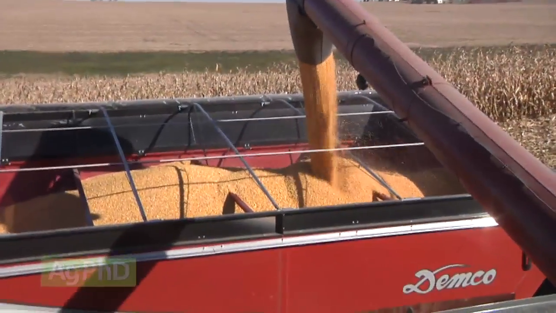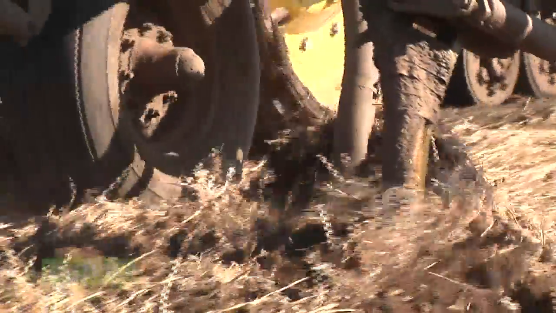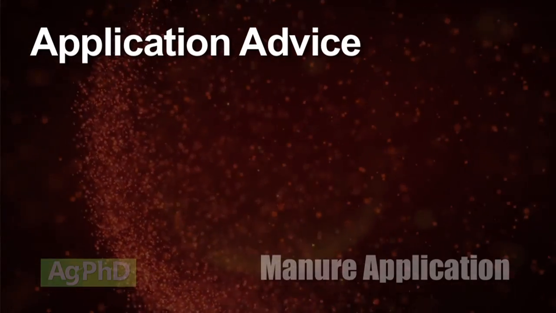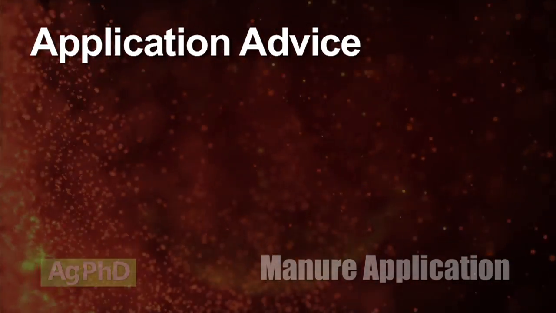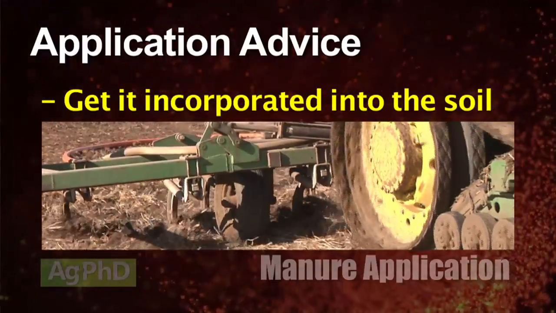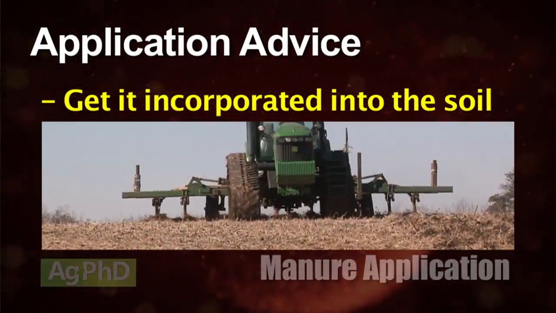So to use manure in the best possible way and get the maximum yield benefit from it without overdoing it and hurting your crop, that's what we're all about today. All right, so here's our first piece of advice when it comes to manure application. Get it incorporated, or simply place it below the soil surface as much as you possibly can.